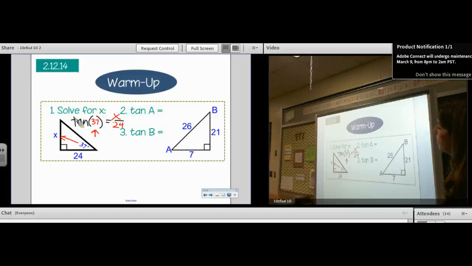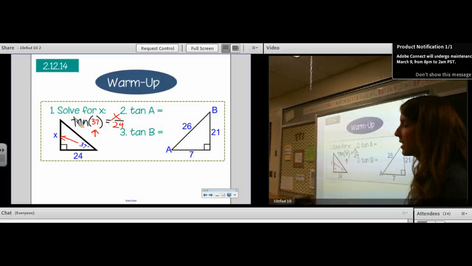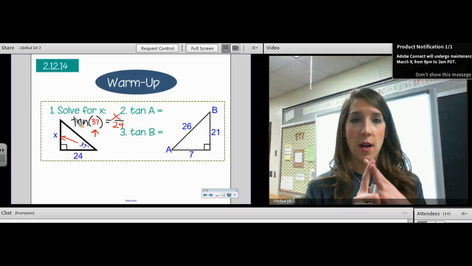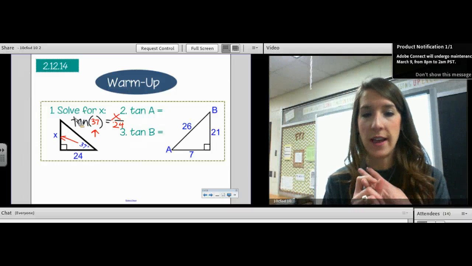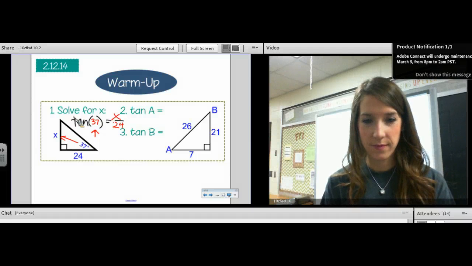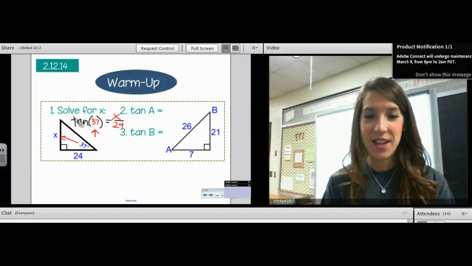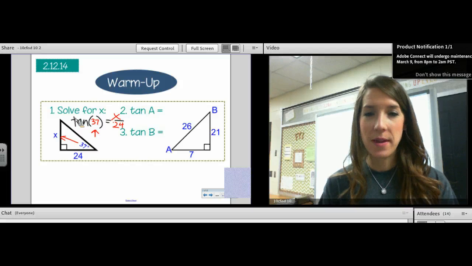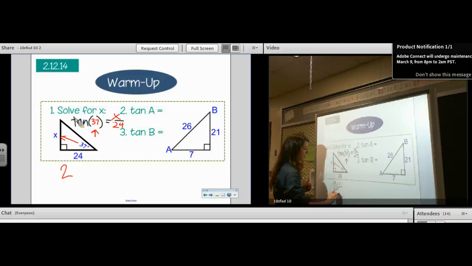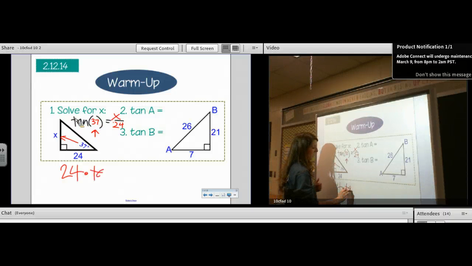So, where's x? The next thing we do is we play Where's Waldo. X can either be in the numerator, in the denominator, or in the angle. So where's x? Numerator. So that means to multiply. So in your calculator, you're putting 24 times tan 37.